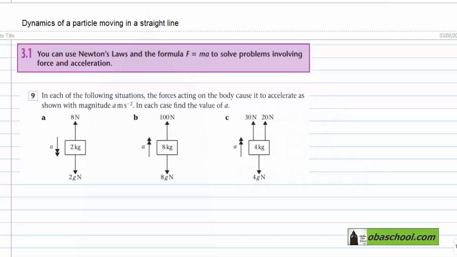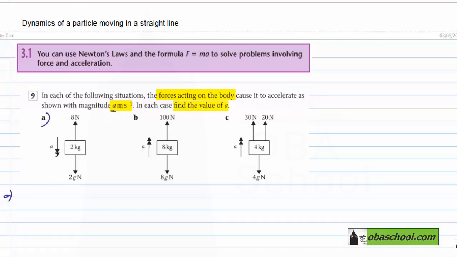In each of the following situations, the forces acting on the body cause it to accelerate as shown with magnitude a meters per second squared. In each case, find the value of A. So these are three situations of objects of given masses and external forces acting on them, each accelerating with an unknown acceleration A, where we are supposed to find the value of A in each case.